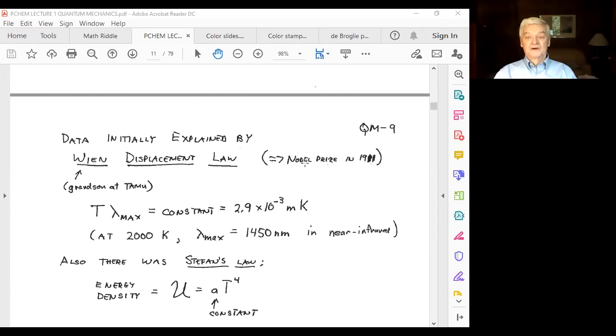The Nobel laureate Wien got his Nobel Prize in 1911. His grandson, Carl Wien, was a physicist, or I assume now retired, at the Darmstadt Technische Hochschule, which is basically a technical university in Germany. So when the grandson was at A&M in the 1970s, we got to be good friends.